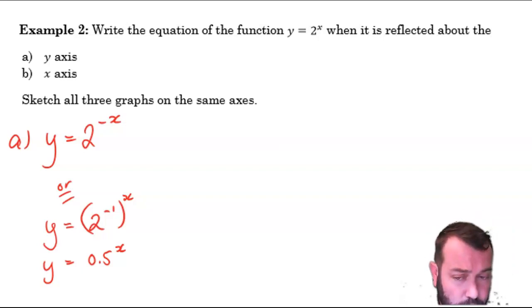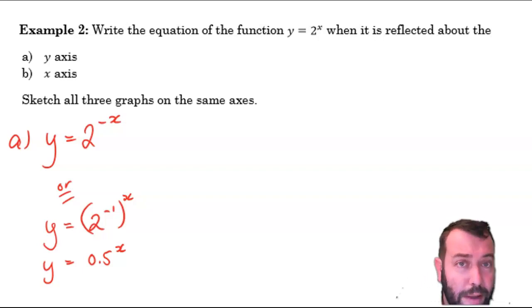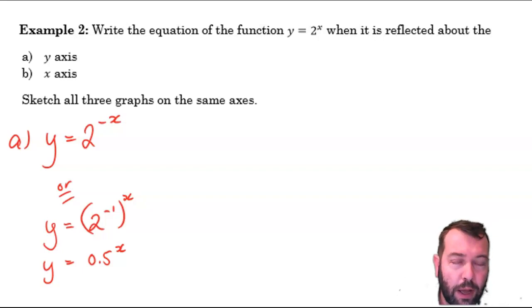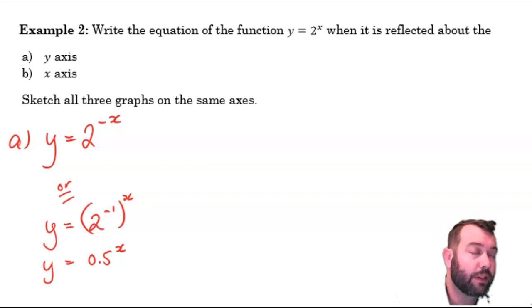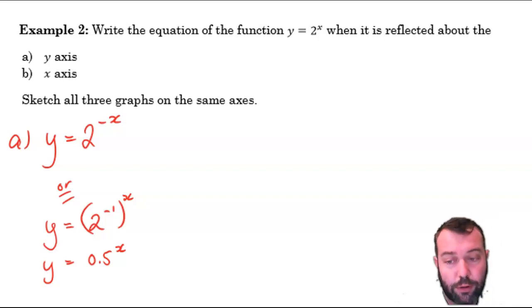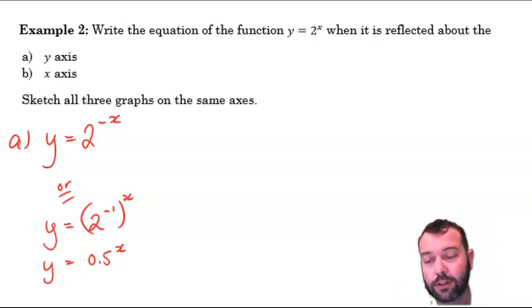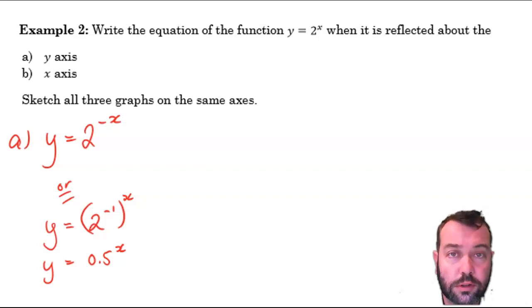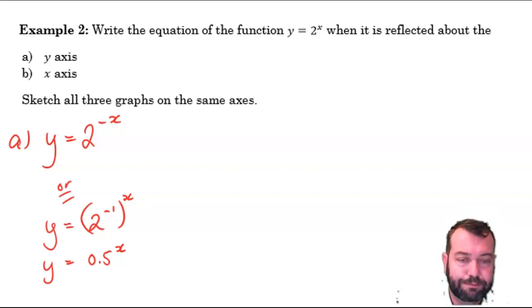Now, using some index laws, you could think of that as 2 to the negative 1, to the power of x. Right, because index laws, power of a power, we multiply those exponents together. And 2 to the negative 1 is 1 over 2, a half. So that's equivalent to y equals 0.5, or a half, to the power of x, which is again an exponential, but this time because the base is between 0 and 1, this represents exponential decay and is a reflection of the function y equals 2 to the x about the y-axis.